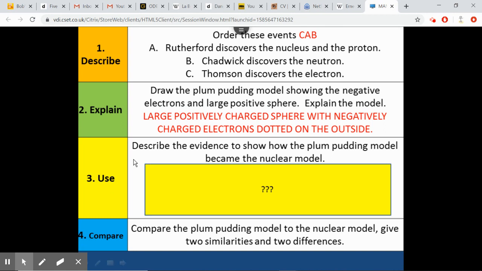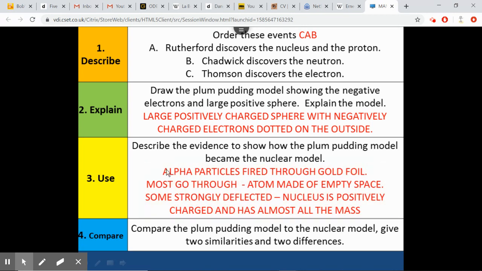The yellow section says describe the evidence to show how the plum pudding model became the nuclear model. Well, in summary, alpha particles were fired through gold foil. Most of them went through, which showed that the atom was made of empty space. Some of them were strongly deflected, which shows that the nucleus is positively charged and has almost all of the mass. So those are the conclusions from the gold foil experiment.